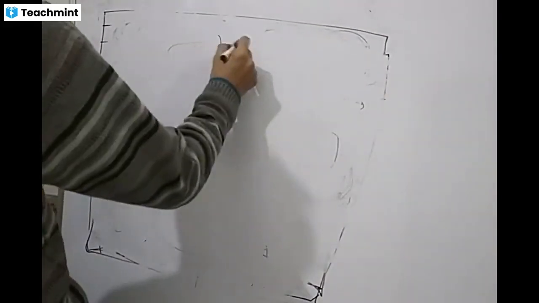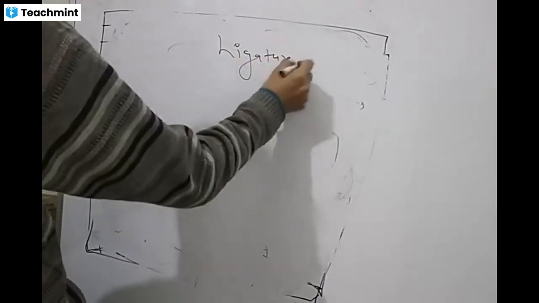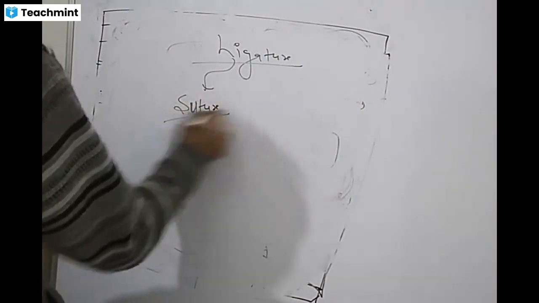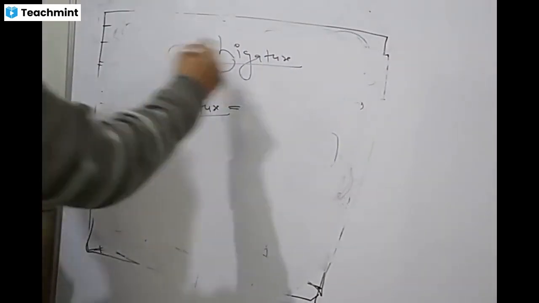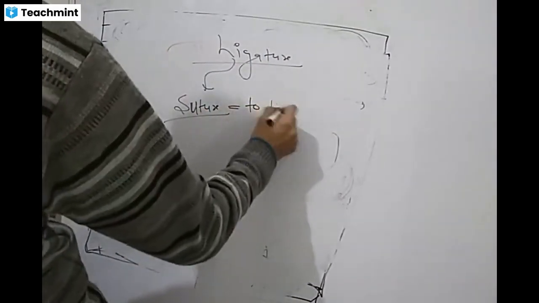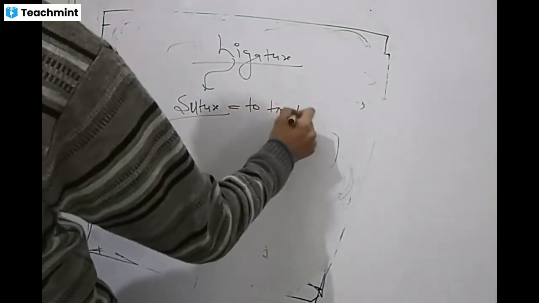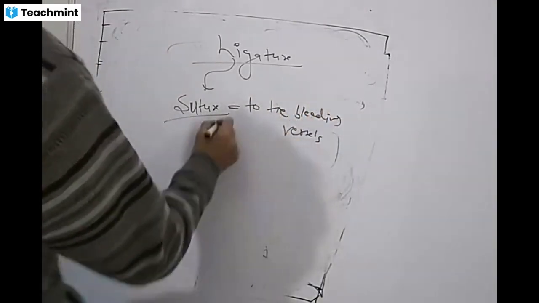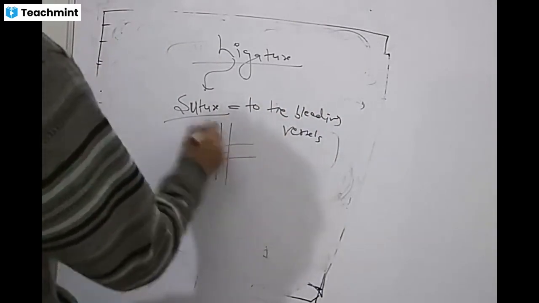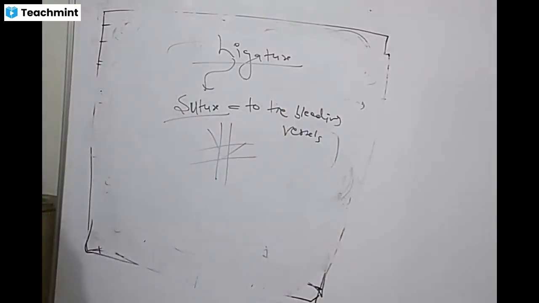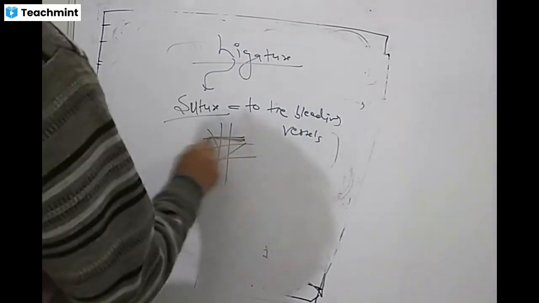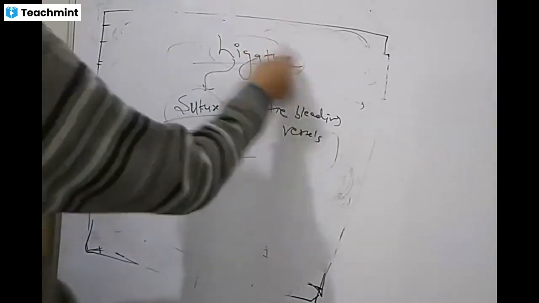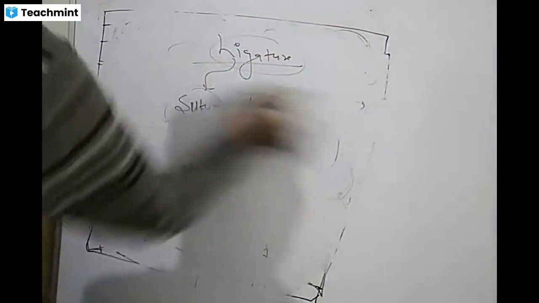Then there is one term, ligature. Ligature is nothing but the suture material that we use to tie bleeding vessels. During surgery, sometimes we cut blood vessels. To tie them, we use suture material and ligate. That is the ligature. This ligature is of two types.